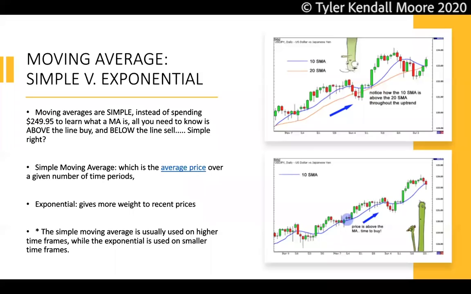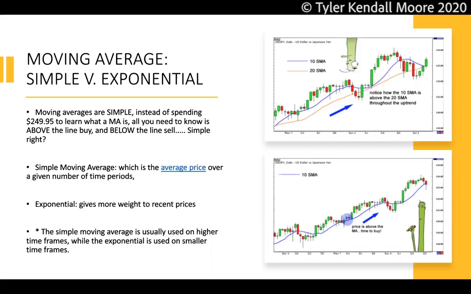All right, so the moving average. Okay, let's get an understanding of what the moving average is first. So let's look at this bottom picture here where you see this 10 SMA. All right, so moving averages are simple. Okay, instead of spending $249.95 to learn what a moving average is, all you need to know is above the line you buy and below the line you sell.